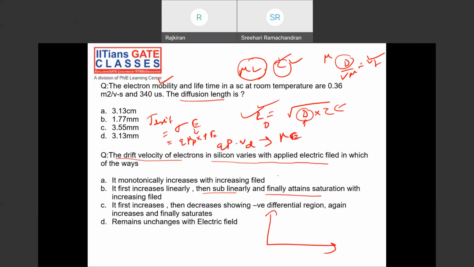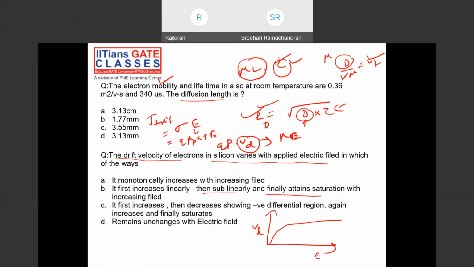Actually, J drift is equal to sigma E, where conductivity is Q mu P into P. So QP I have calculated, and mu P into E is Vd. If I plot Vd versus electric field, it will increase, then after a certain time it will saturate, because it will oppose the motion from the other direction. When it goes to zero, it will saturate. Clear?